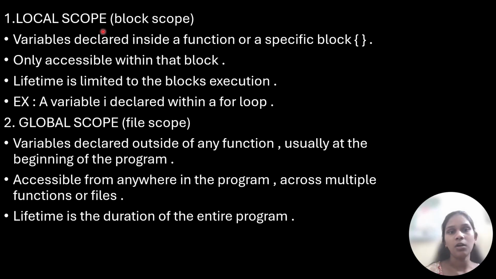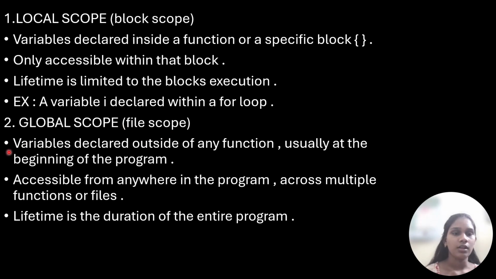Local scope or block scope, in which variables declared inside a function or a specific block are only accessible within that block. Here, lifetime is limited to the block's execution. Example: a variable i declared within a for loop. And the next one is global scope or file scope.